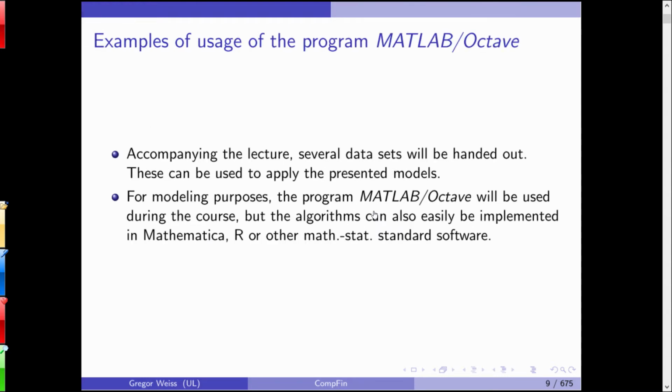Okay. Now, I will also hand out a number of small data examples and data sets. Usually they are given in an easy to read format in Excel. Also some programs will be handed out, and I usually use R in my risk management classes, and in this class I use MATLAB and Octave. I will talk about MATLAB and Octave in a bit, but you will see the algorithms could also be implemented in Mathematica or any other standard software you might want to use.